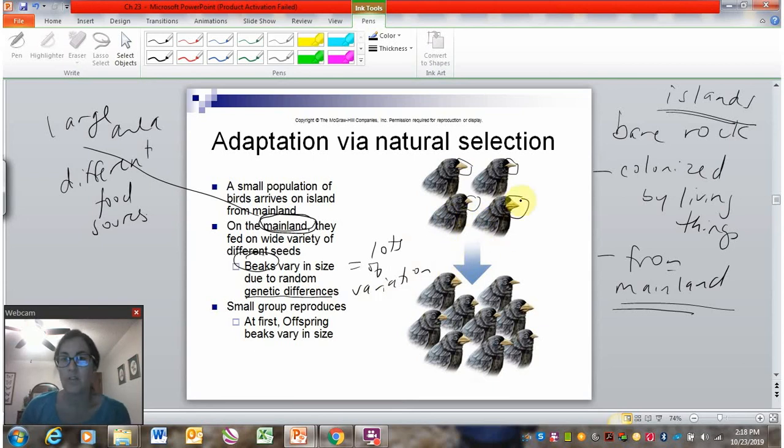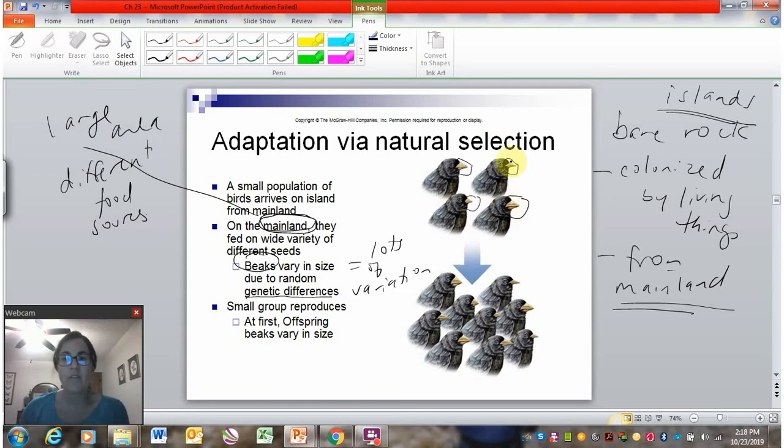So you get all kinds of different variation in the beaks due to genetic differences, passed on from the parents. And on the mainland, this difference didn't really matter because on the mainland, there was a lot of food, right? So this one could be good at eating big nuts. There was lots of big nuts on the mainland. This one could be good at eating little nuts, but there's also lots of little nuts on the mainland. So as long as the resources of your environment are diverse, then the diversity of beak size is maintained. And that's what we see on the mainland.